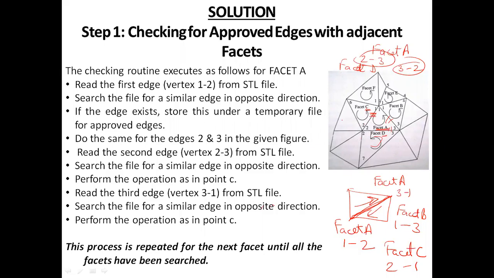So facet A has been evaluated. I will keep on doing this process for all the facets on the surface: facet F, facet C, facet D, facet B, and facet E. So the first step is basically to check whether the edges which are shared between different facets have a proper orientability or not.